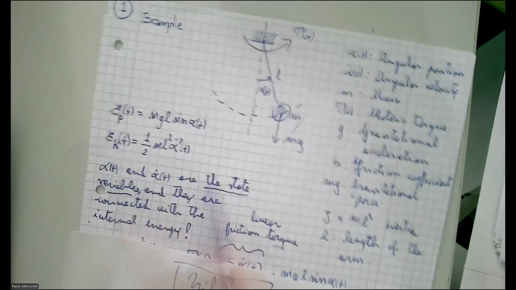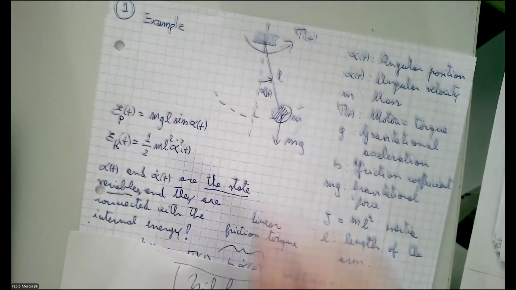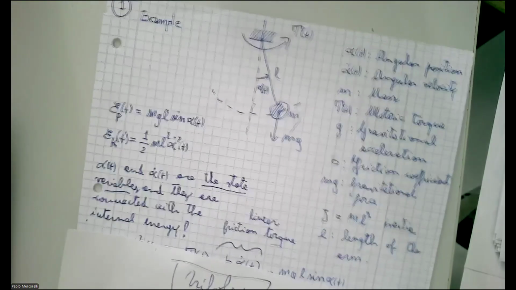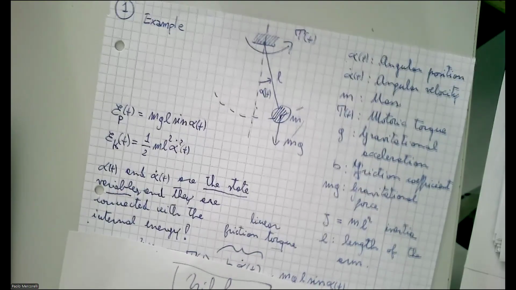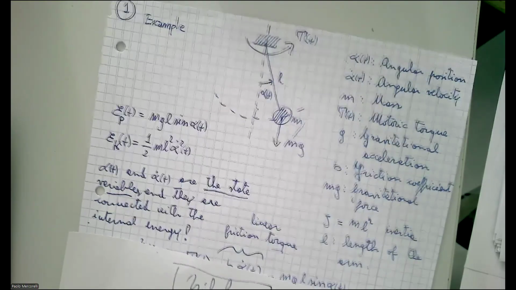The kinetic energy is related to the velocity. Anyway, I told you about this. It's not exactly now to repeat. Very important to repeat that you have two states or two state variables: angular position and angular velocity.